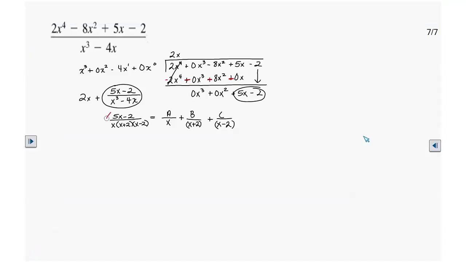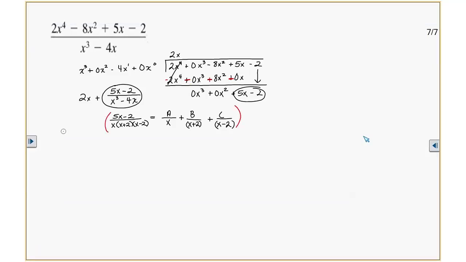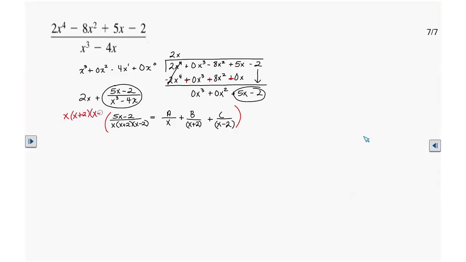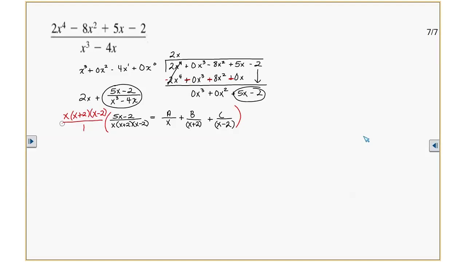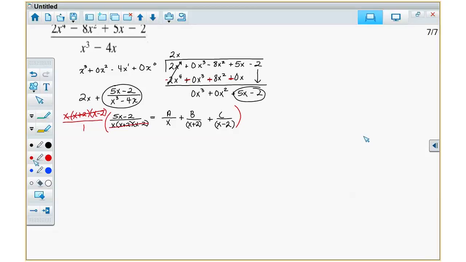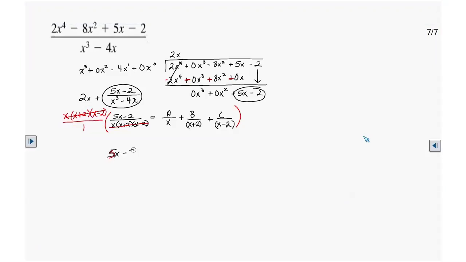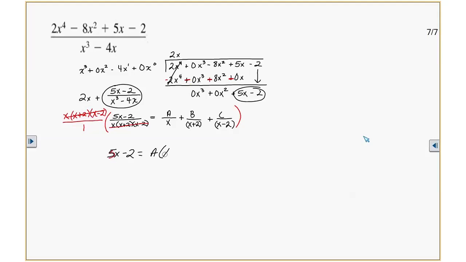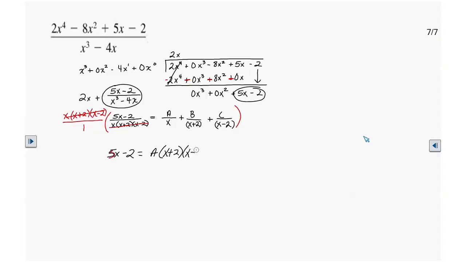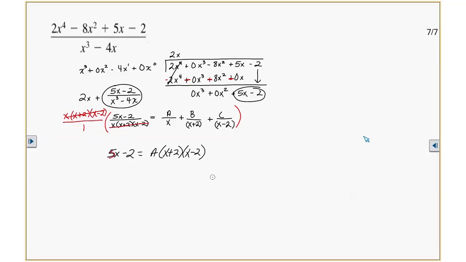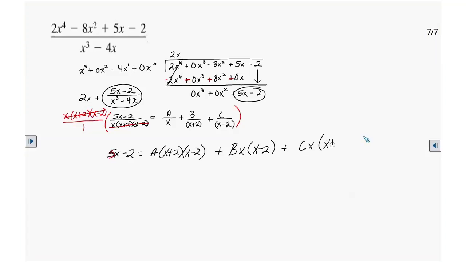So the common denominator is x times x plus 2 times x minus 2, correct? Yes. And of course that's going to cancel there. And you're going to be left with 5x minus 2 is equal to a times x plus 2 times x minus 2 plus b times x minus 2 plus c times x plus 2.